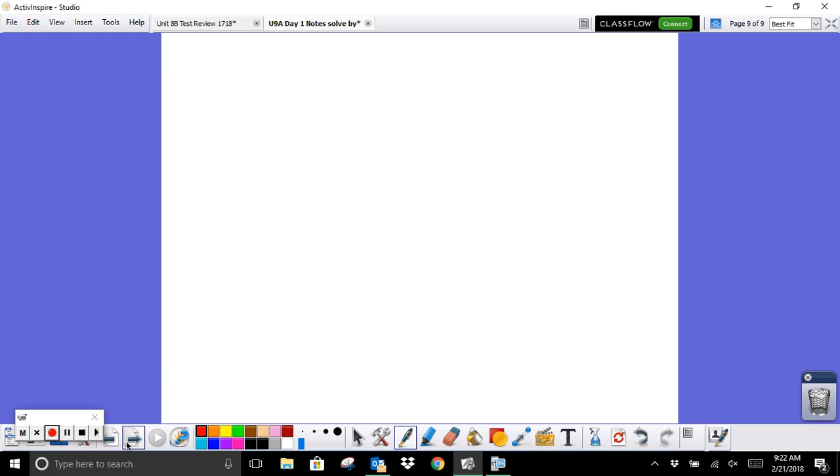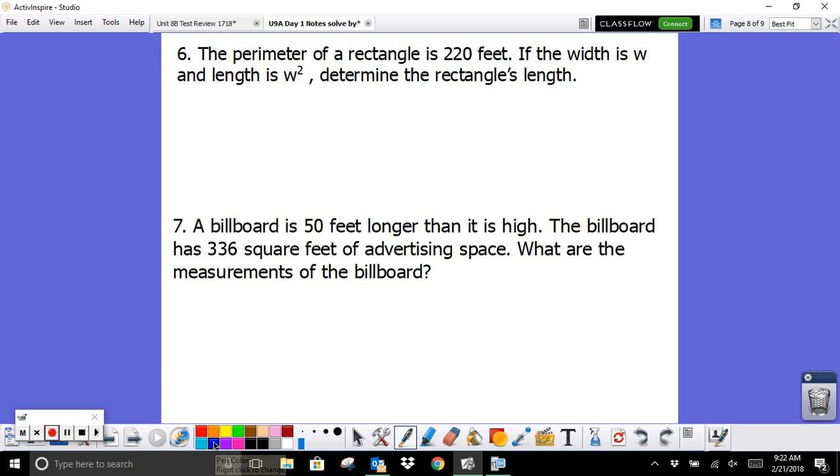Okay, last two here. The perimeter of a rectangle is 220. So notice here I'm talking about perimeter now. So I've got this rectangle and the perimeter is 220. If the width is W and the length is W squared, determine the rectangle's length. All right, so it's saying the width is W and the length is W squared. So now we have to figure out how do we get perimeter. This is different than the area problem. Perimeter is add up all the sides.